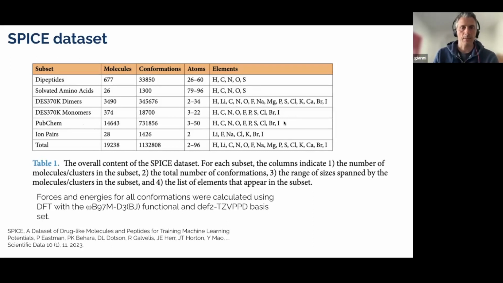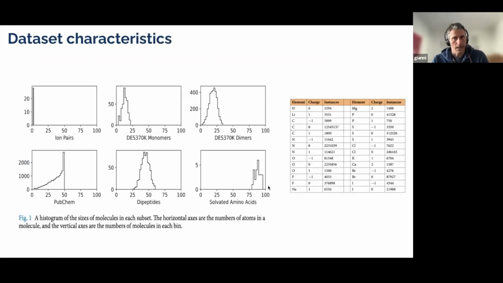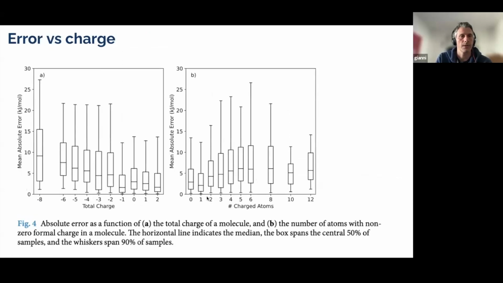The dataset is publicly available and was built on this functional form. And again, some more description. Another important characteristic of this dataset is that it has charged molecules. So there are tons of molecules with charges, and these are the distributions of all the characteristics.